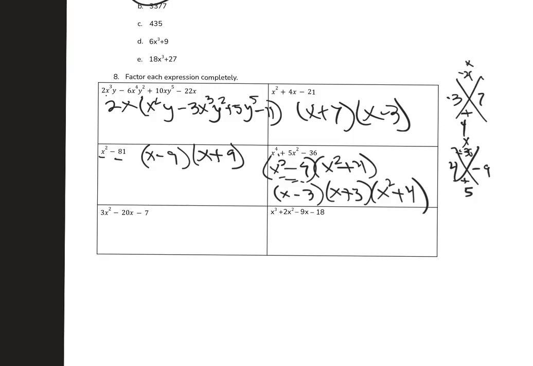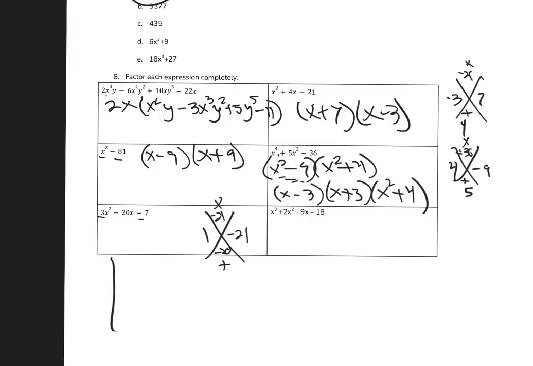Okay, next one. So people have learned different methods for solving it when we have an a value here that is other than 1. So here's the way we're going to do it. We're going to first do the products and sums, except what we need to have it multiplied to is not this value, but this value times 3, or negative 21. And then we also have to have it add up to negative 20, which means that the values that are going to go here are going to be negative 21 and positive 1.